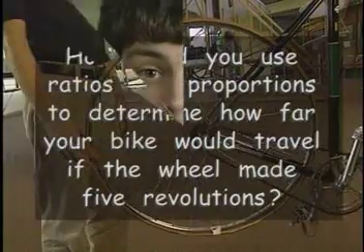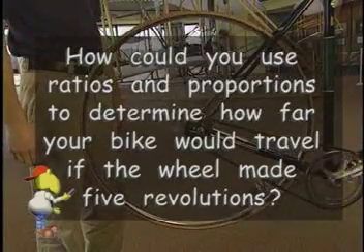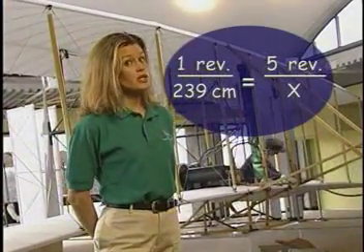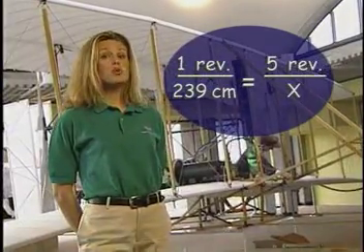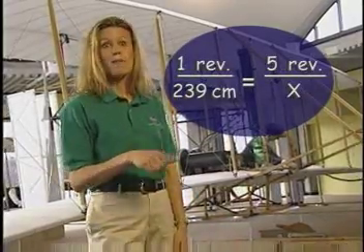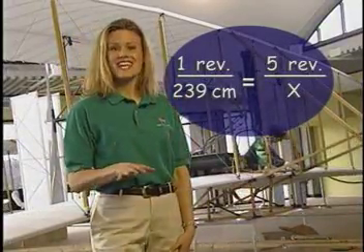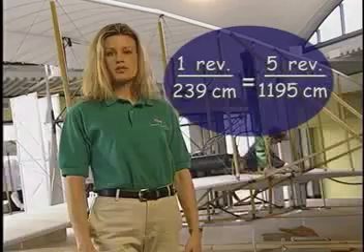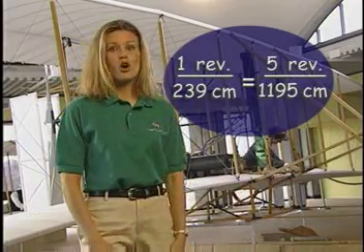Right. When you find ratios, you're also using proportions. A proportion is a number sentence or equation that states that two ratios are equal. How could you use ratios and proportions to determine how far your bike would travel if the wheel made 5 revolutions? Simple. Set up a proportion like this. 1 revolution to 239 centimeters equals 5 revolutions to x, which is the unknown distance. Now, by cross-multiplying, we can see that the wheel would roll 1,195 centimeters in 5 revolutions. Notice that the fraction ratios are equivalent.